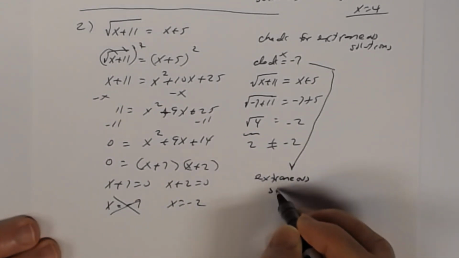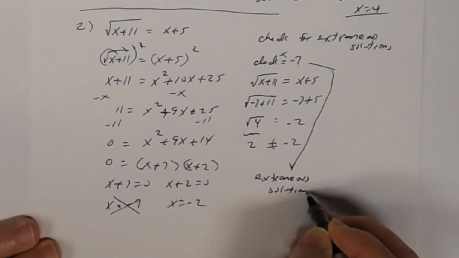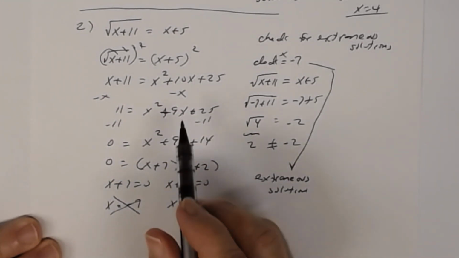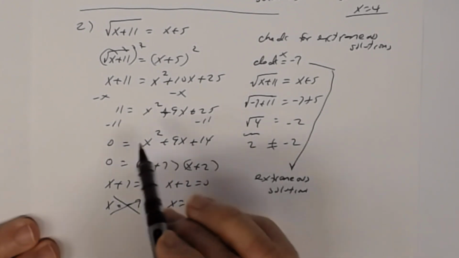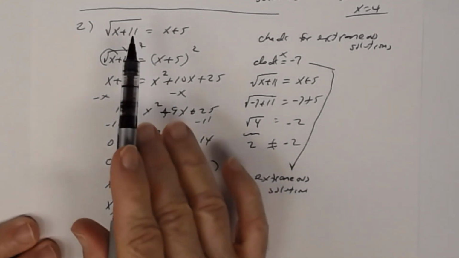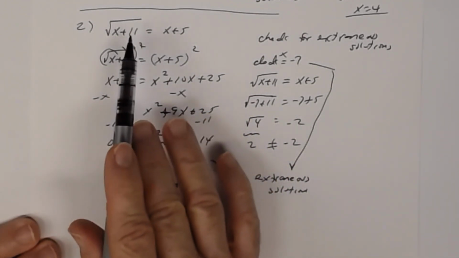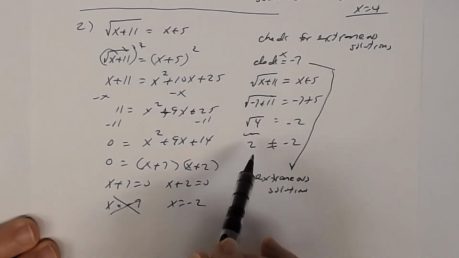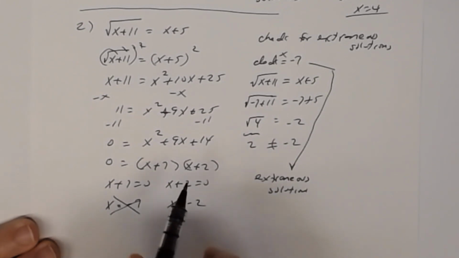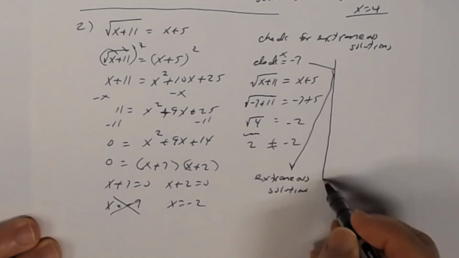So basically what that means is that this is a solution to something in this process, basically a solution to this quadratic equation, but it's not a solution to the original because the right side does not equal the left side. You can see that 2 does not equal negative 2. All right, now let's check the other one.